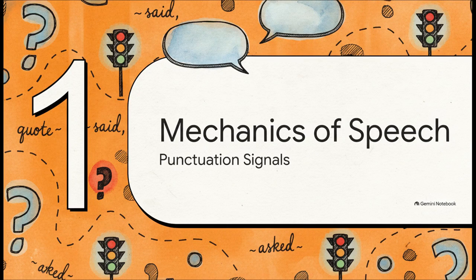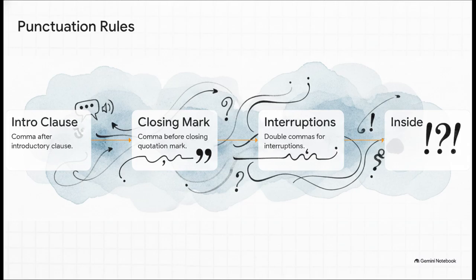Section 1. The mechanics of direct speech. We're going to look at treating punctuation like traffic signals. Before we even get into translating from direct to indirect, we've got to know how to properly format a direct quote using punctuation. I want you to start treating marks like commas and question marks as traffic signals that guide the reader. Here are your 4 foundational rules.